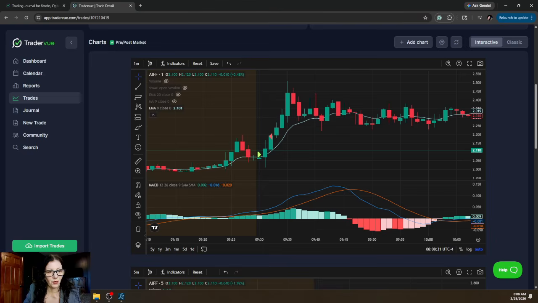All right, so I would say the biggest thing you want to look for is the price action above or below the 9 EMA?